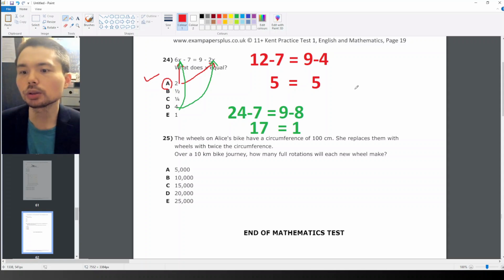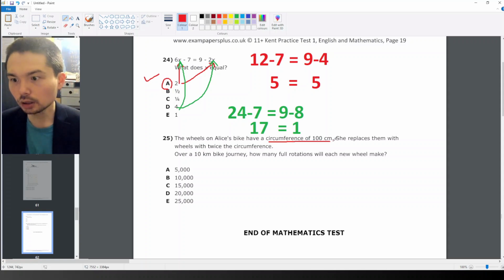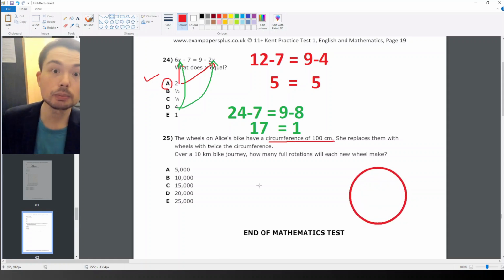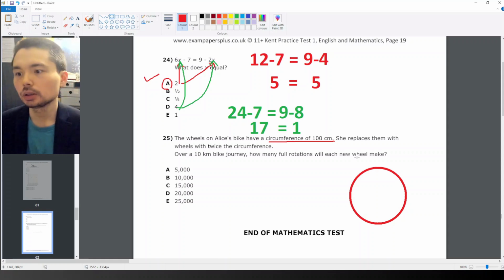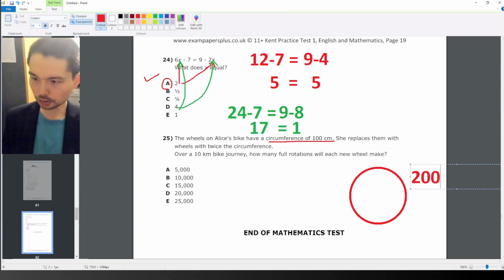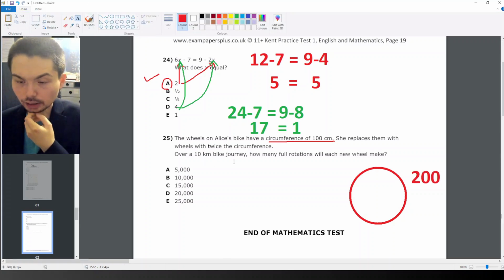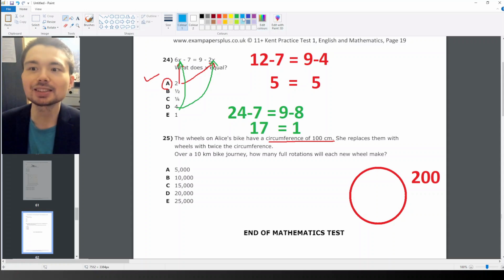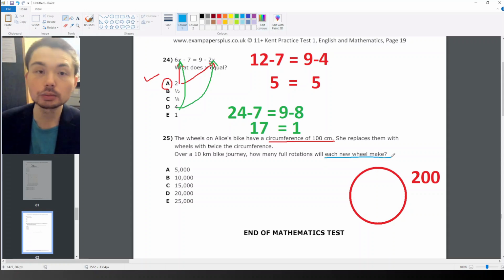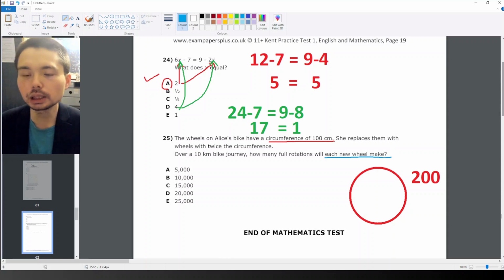Question 25. The wheels on Alice's bike have a circumference of 100. So a quick sketch of a wheel. Circumference is just a fancy word for perimeter for a circle. She replaces them with wheels with twice the circumference. Okay, so instead of a wheel that has a length of 100, it is now 200. Okay, what's your point? Over a 10-kilometer bike journey, how many full rotations will each new wheel make? Each, yeah. Hopefully they didn't say the total number of rotations, because on a bike we have 2 wheels. That would have been really tricky.